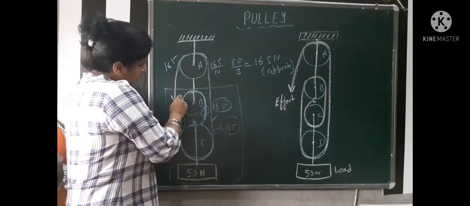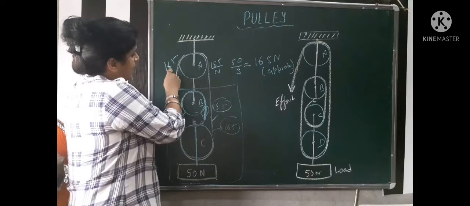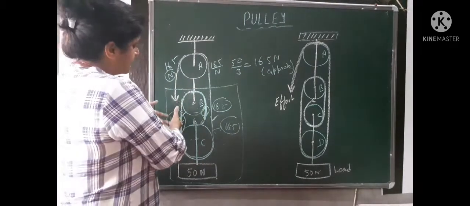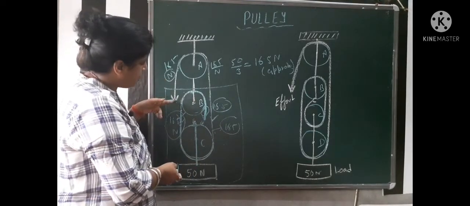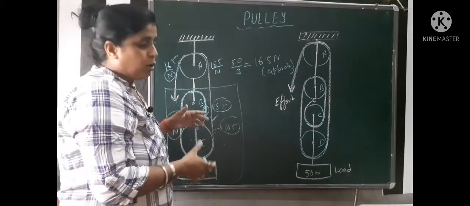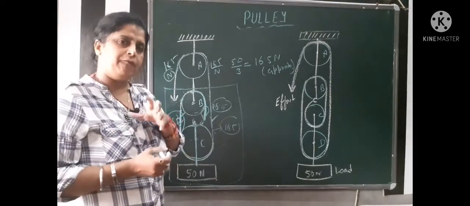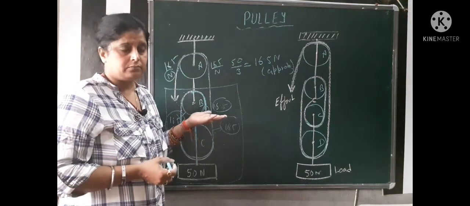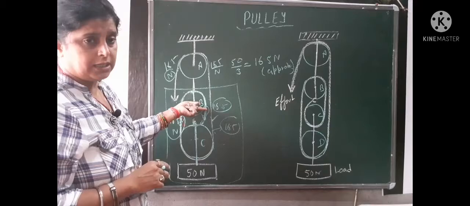It means the person who is standing here needs to apply 16.5 Newton force downward, where gravitational force is also supporting that person to lift the body. So by applying only 16.5 Newton force at this point, that person can lift up this 50 Newton weight object. That's why we are saying that a pulley multiplies the force. By applying a little bit of force, we can lift more heavy objects.